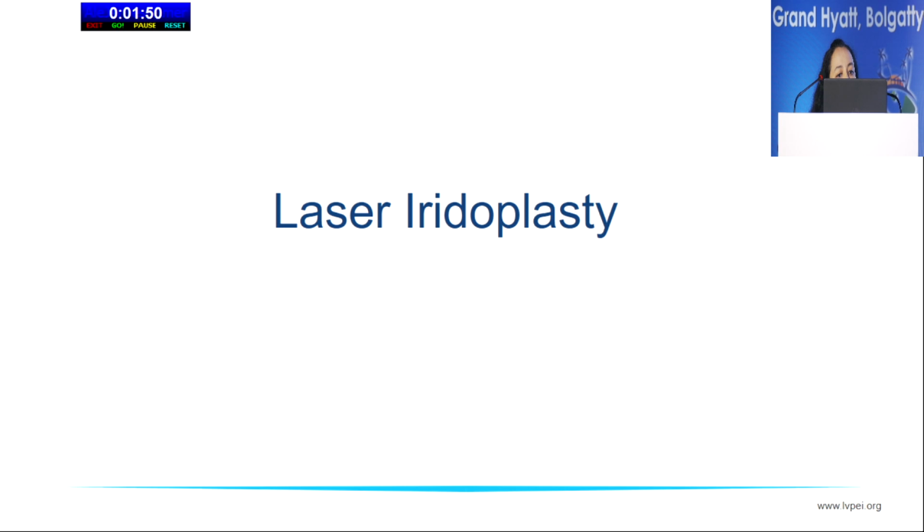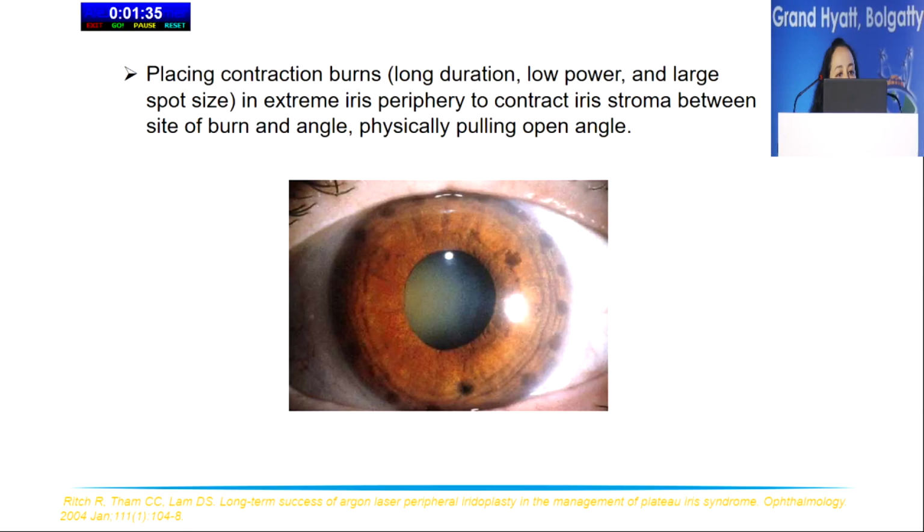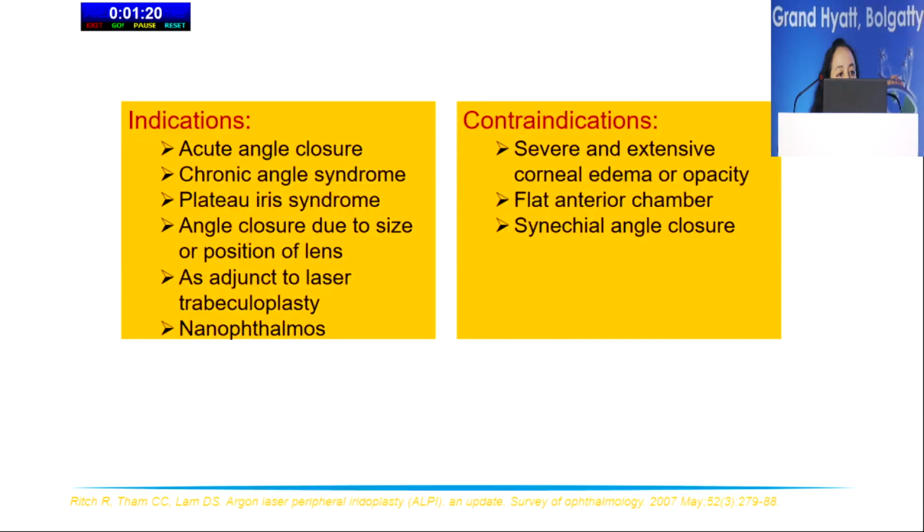So next we come to laser iridoplasty. So here it is for open and appositionally closed angles in which either iridotomy cannot be performed, or if iridotomy has been done but the angle is not opened. As we see in this photo, we place contraction burns using laser of longer duration, lower power and larger spot size in the extreme iris periphery, so that there is contraction of the iris stroma, which will physically pull open the angle.